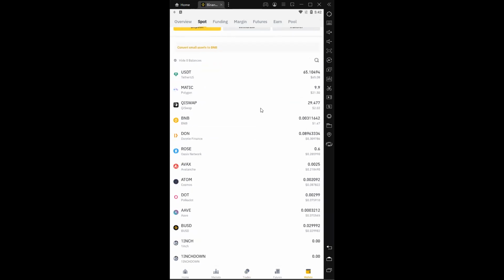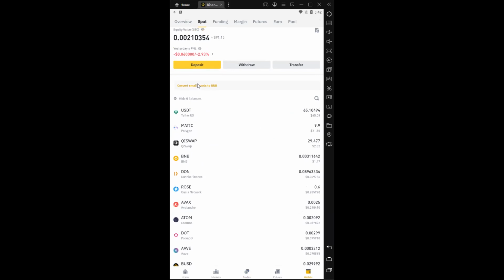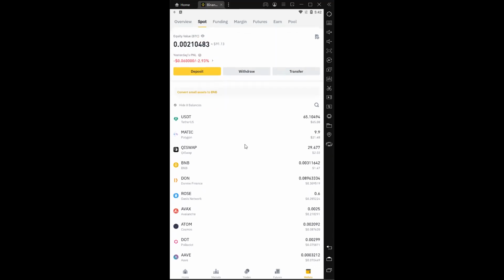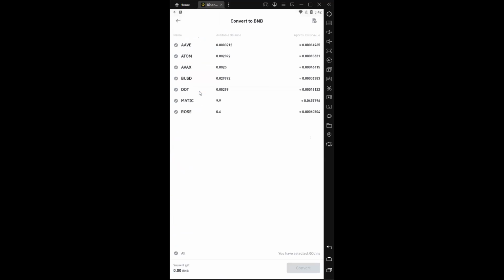A lot of these exchanges have incorporated a function for you to convert all these small assets into the exchange default coin. For Binance, their default coin is BNB. For FTX, their default coin is FTX. For KuCoin, their default coin is KCX. So they've created an option for you to convert all of this small money. You can just press all, and it will convert everything into the default coin.